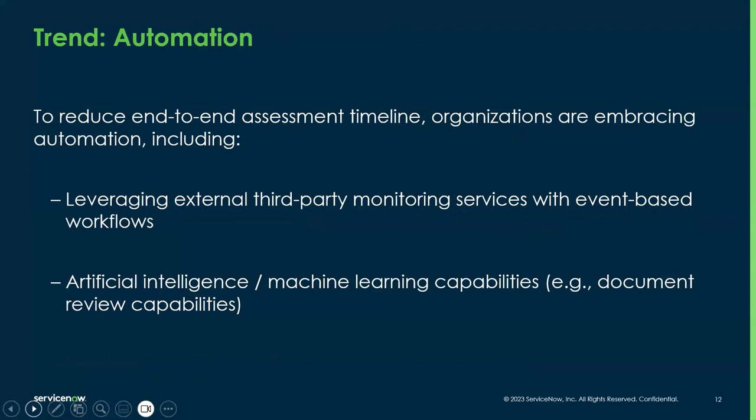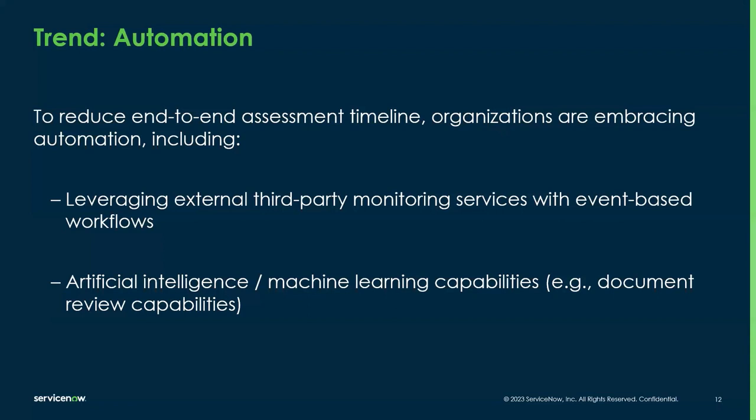Speaking of expediting the process, automation is key. Reducing that end-to-end assessment timeline helps organizations make smart decisions on whether to move forward with a third party or not. And there are a lot of ways the clients have started to leverage automation. That's inclusive of those third-party monitoring services that I mentioned, but also building out event-based workflows. So if we're using something like MasterCard RiskRecon and their score drops below a certain level, that triggers whether we want to do a reassessment, whether we want to notify the business of this, making sure that we're taking the right actions.